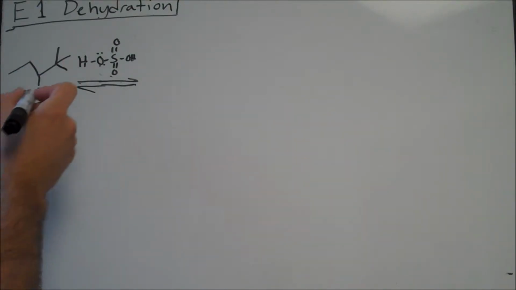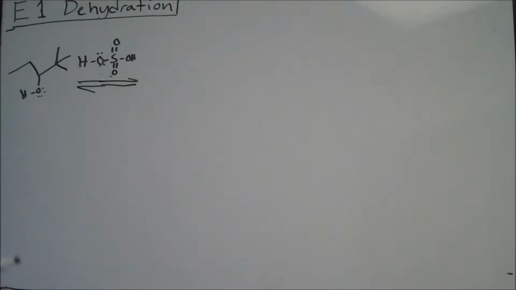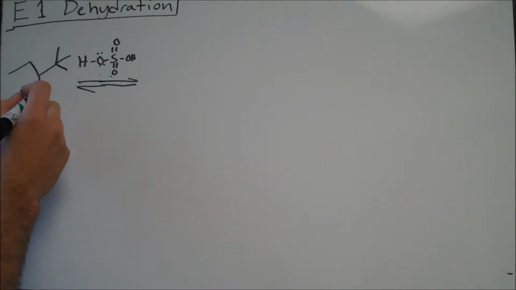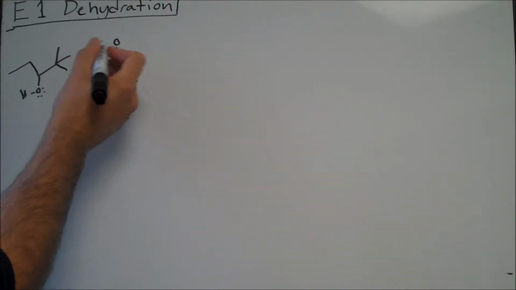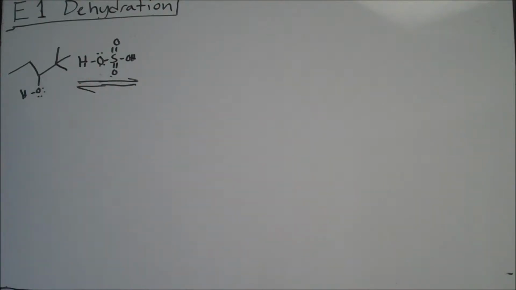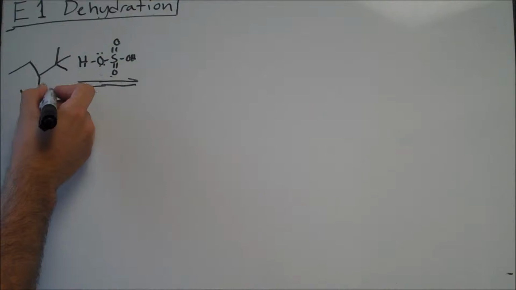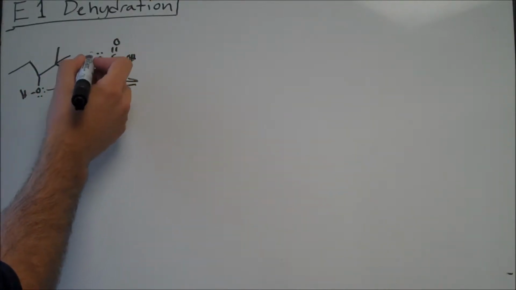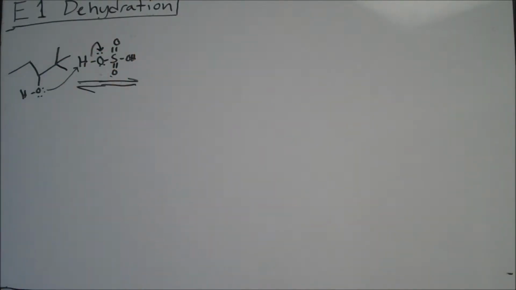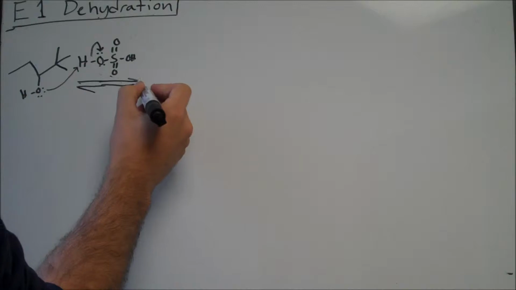We're always going to have the same first step, and that first step, whether it's an E1 or E2 or SN1 or SN2, is going to be the protonation of the alcohol with some acid. In this case, we have a sulfuric acid. So let's go ahead and draw the first step, and then we'll talk about why we can do E1 and what the consequences of that are. So that's the first step for E1. We're just making the alcohol a good leaving group by protonating it.